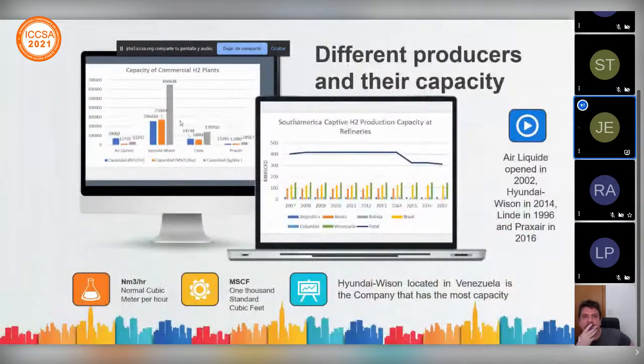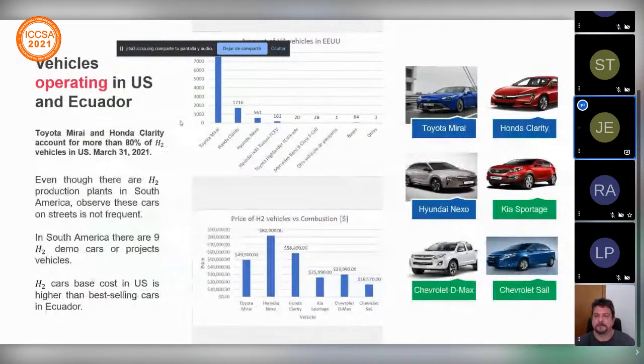Also, looking at the different producers and their capacity in South America, Hyundai Wilson is the best company to do it. However, since 2015 there has been a decrease in the production of captive hydrogen in the different refineries. Regarding vehicles operating in the US and Ecuador, for example, the Toyota Mirai and Honda Clarity account for more than 80% of hydrogen vehicles in the US, as of March 31.